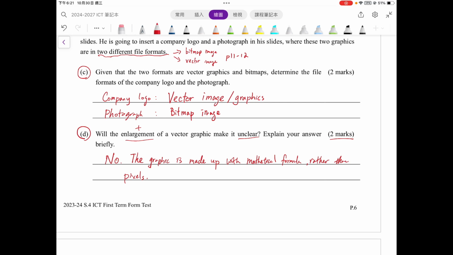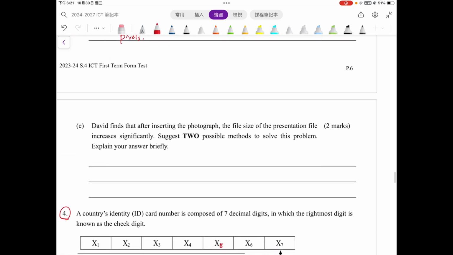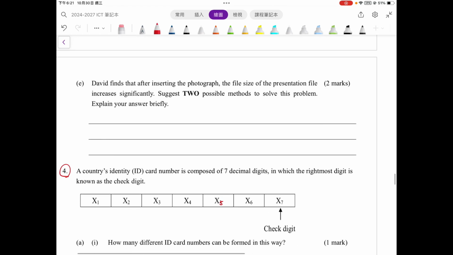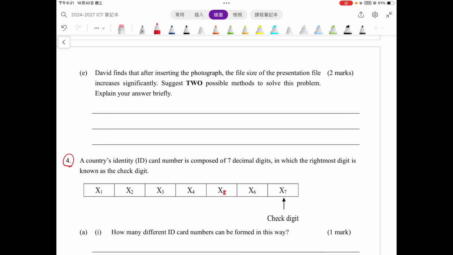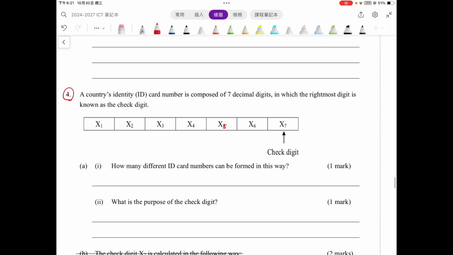And of course, you can refer to the marking scheme. Marking scheme will give you a more explicit reason for why it won't happen, right? So you can refer to the marking scheme. So this is for question 3. So I'm going to skip a little bit of this part because you can read it on your own in the marking scheme. So let's go to question 4.